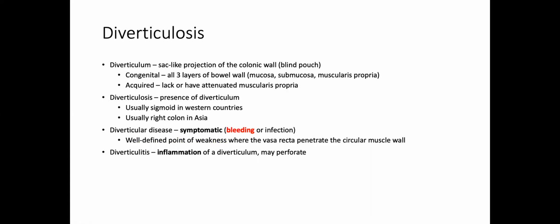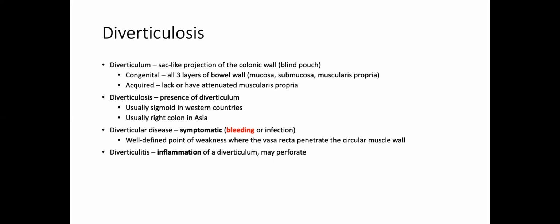Okay, diverticulosis. People get confused with diverticulitis, diverticulosis, diverticulum. Diverticulums are little blind pouches that are either congenital or acquired. Congenital ones have all three layers of bowel, but acquired ones lack the muscularis propria. Diverticulosis is the presence of these diverticulums. Usually it's located in the sigmoid colon, or in the right colon in Asia.